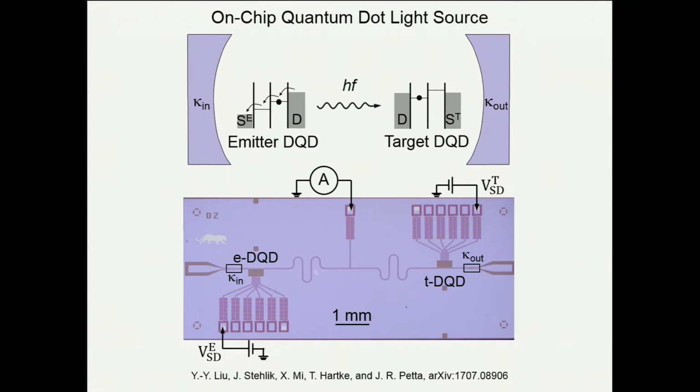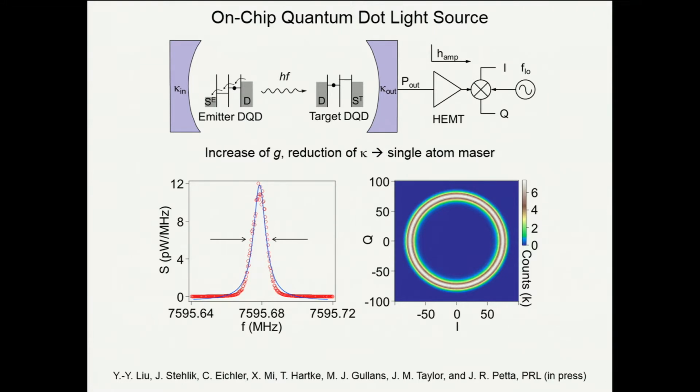This is recent work from Yin Yu Liu, where we showed that we could take a device, generate photons, make a maser, and then use the light generated by this double dot to actually read out a second double dot that's in the same cavity. So you can imagine you have light, it's generated, and you're going to use that to image the other double dot.